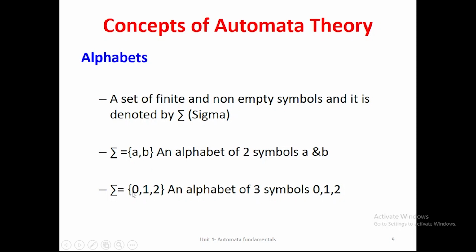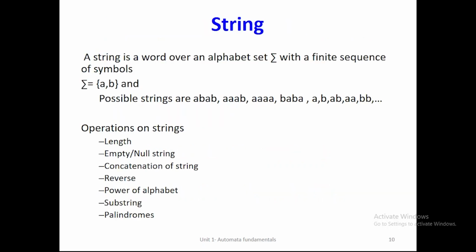Here is the example for the second one. Sigma is a set of alphabet which contains three symbols in it, that means 0, 1 and 2. So it will be described as an alphabet. Using the alphabet, we can form a collection of words. Those collections of words are called strings. So this is the definition of a string. A string is a word which may be formed from the alphabet set.